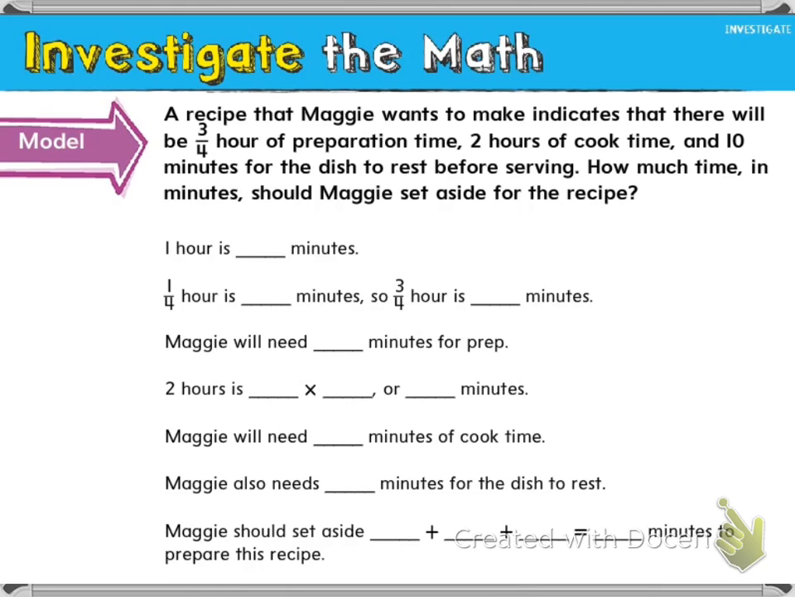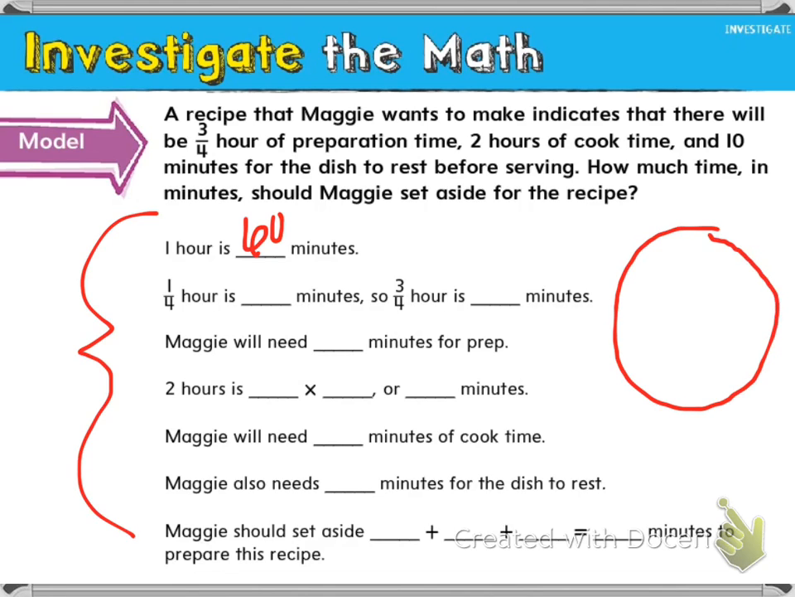All right, so we need to now convert our time, hours to minutes. So 1 hour is 60 minutes. 1/4 of an hour is, think for a minute. Think of a clock if you need to. Okay, you can divide it into fourths. So from here to here is how many minutes? 15 minutes. You're okay. And 3/4 of an hour is 45 minutes.